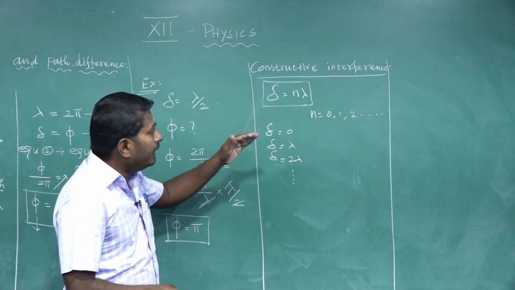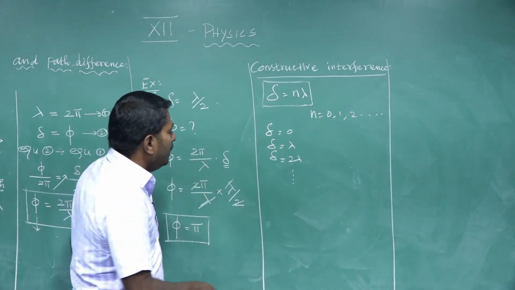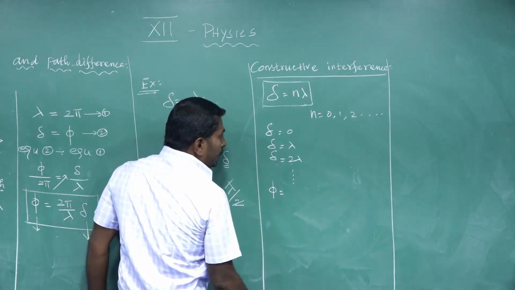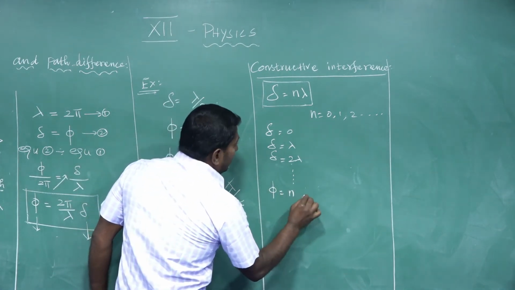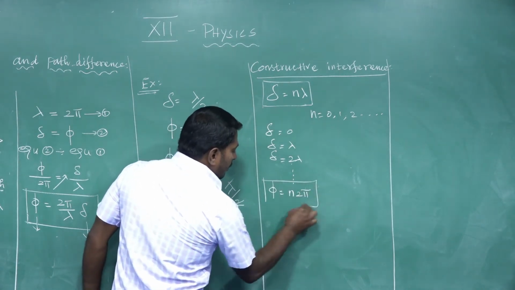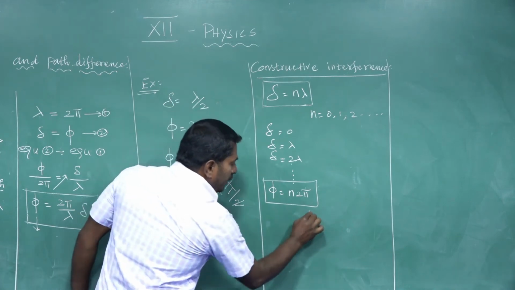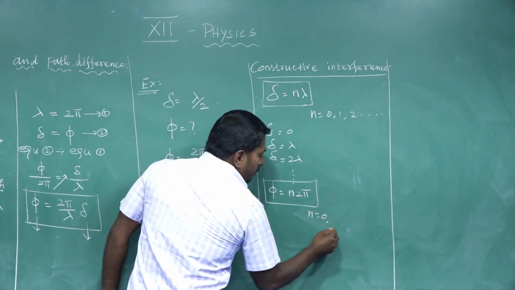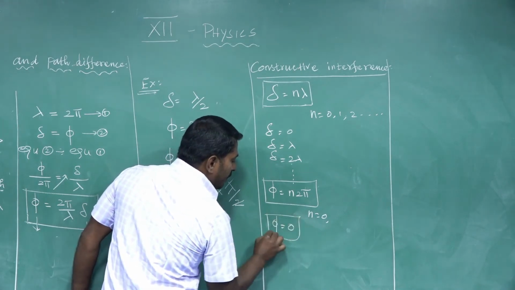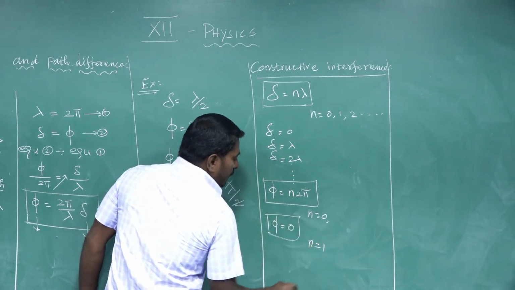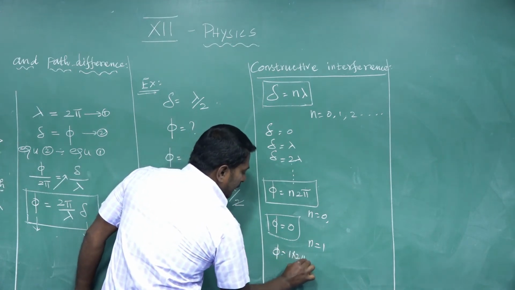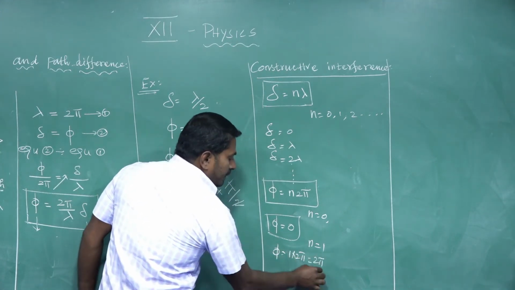What is the corresponding phase difference between two waves? Phase difference phi is equal to n into 2 pi. If n is equal to 0, what happens? The phase difference between two waves is 0. If n is equal to 1, phi is equal to 1 into 2 pi, which is equal to 2 pi. Phase difference 2 pi.